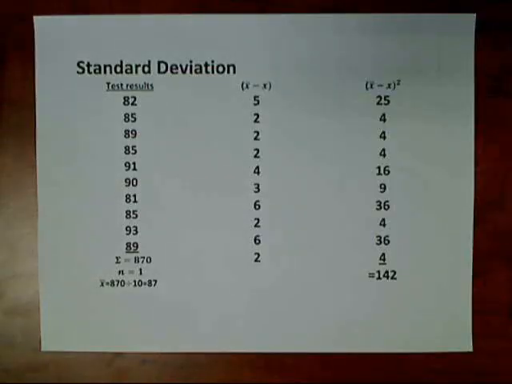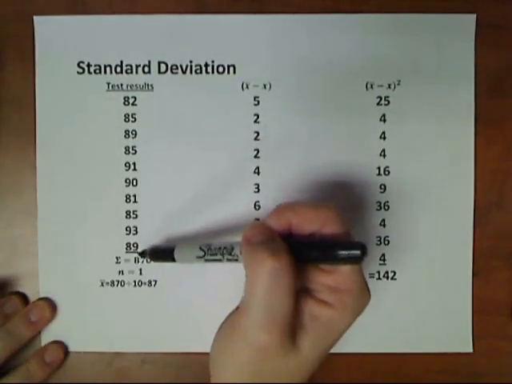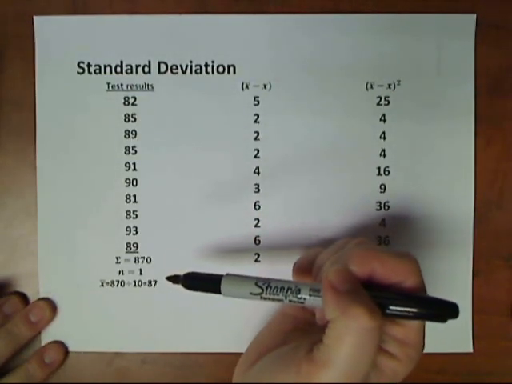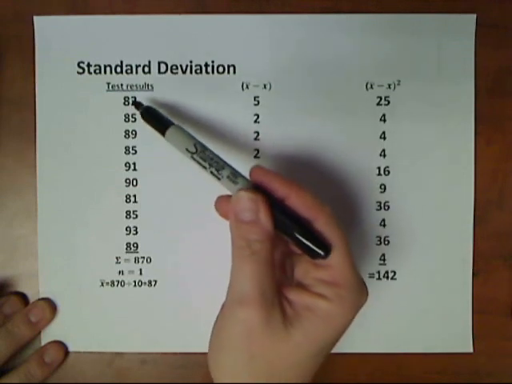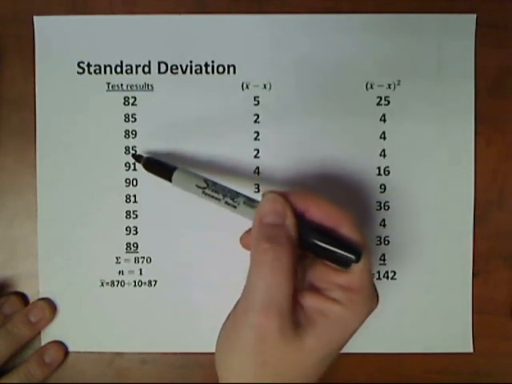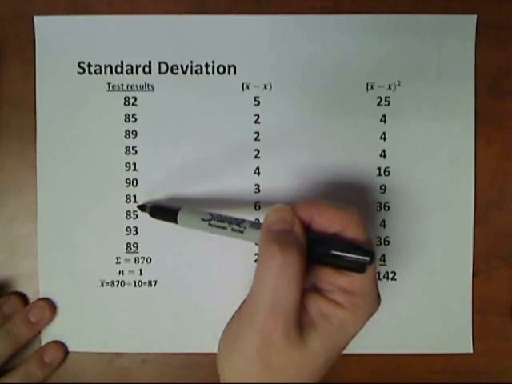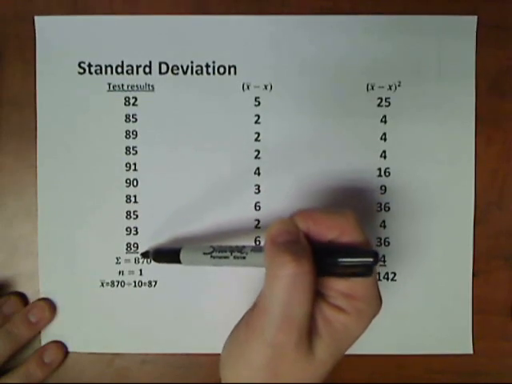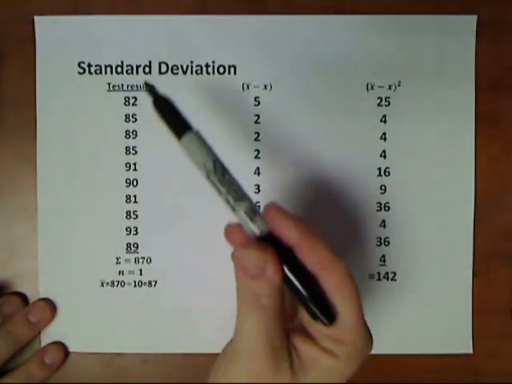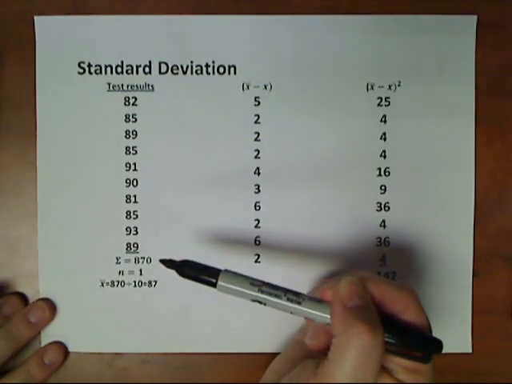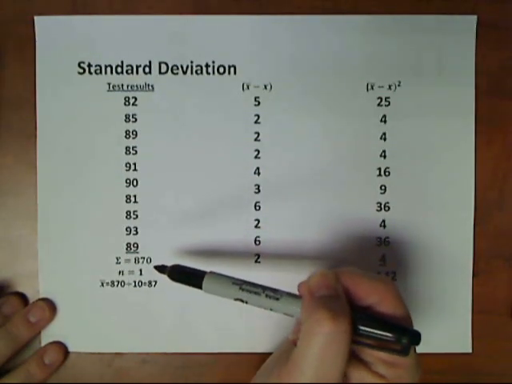For this part of the presentation, we are going to review how to calculate standard deviation and coefficient of variation. There are quite a few steps here that you need to be familiar with. First one being, take all of the results that you have in your sample set and add them together. So in this case, we have 82, 85, 89, 85, 91, 90, 81, 85, 93, and 89.